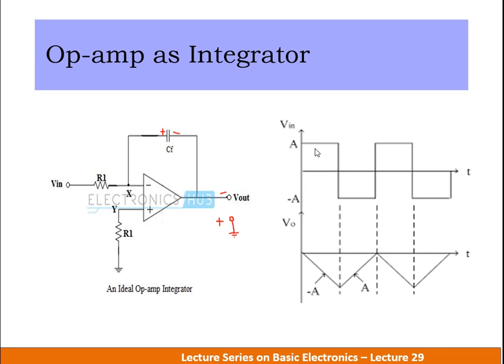I repeat, now we are applying a square wave input signal. When the first positive half cycle, that is the first positive square wave input, is applied, the left side plate of the capacitor becomes positive, whereas the right side plate becomes negative. This negative plate of the capacitor is connected to the output terminal of the op amp. So due to the application of this square wave, the capacitor slowly charges and the output goes in a negative direction, because the negative plate of the capacitor is connected to the output terminal of the op amp.